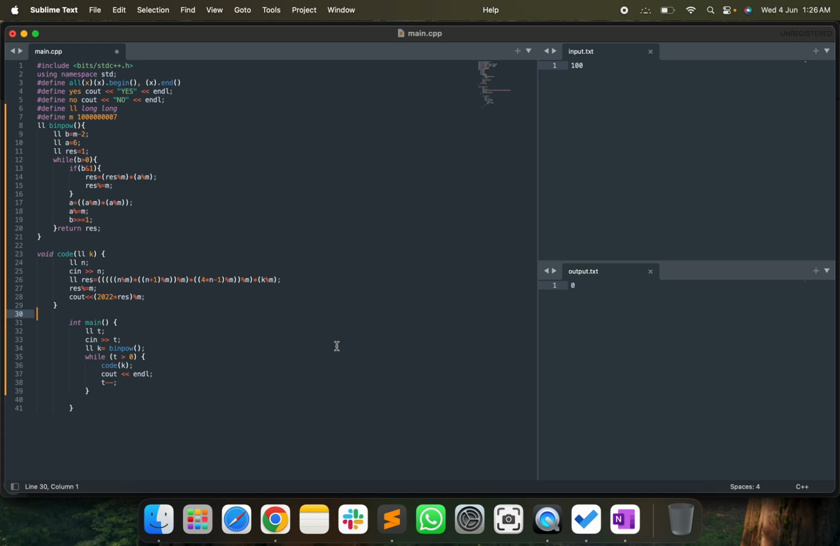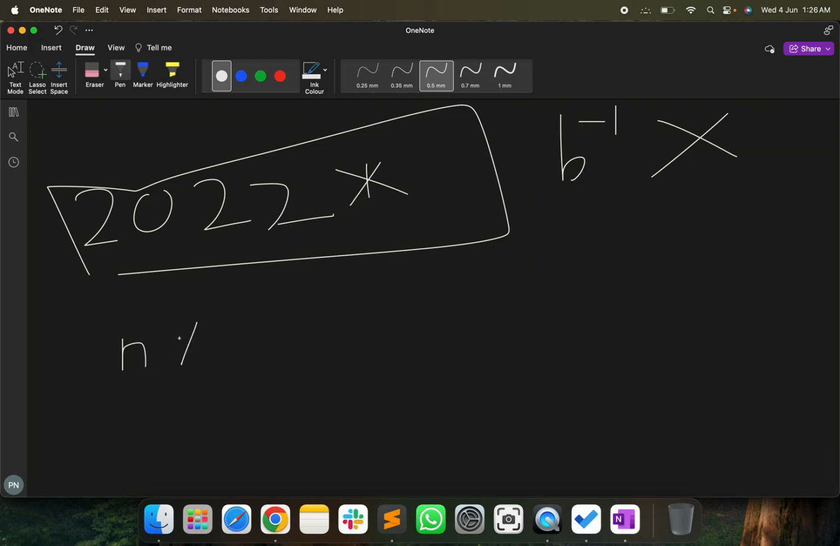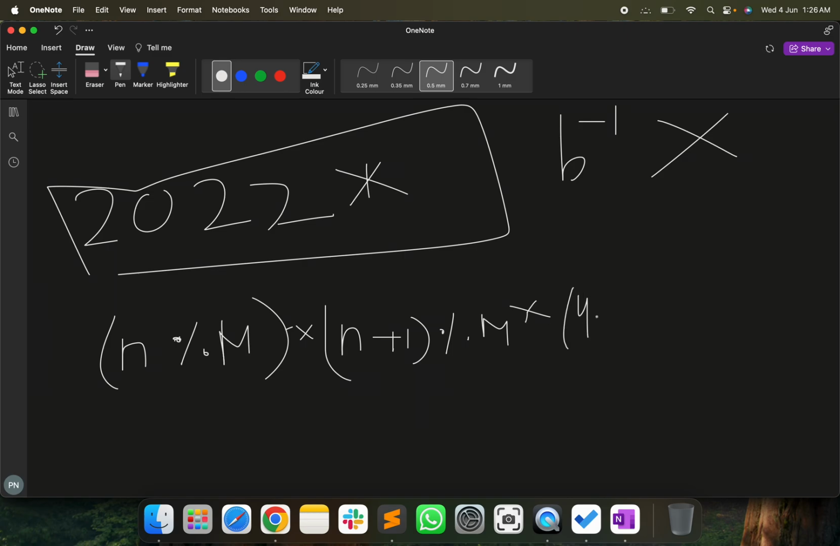So I will show you my code. First, we are taking the result. This is the formula that we made, guys. First we have taken the mod of n. Then we have multiplied it with the mod of n plus 1 mod m, then we took another mod, then we did 4n minus 1, and we took a mod of this.